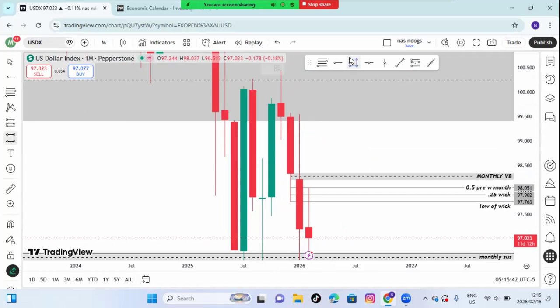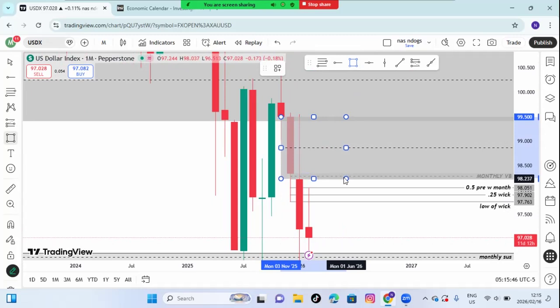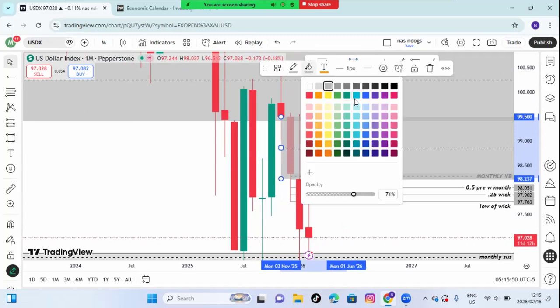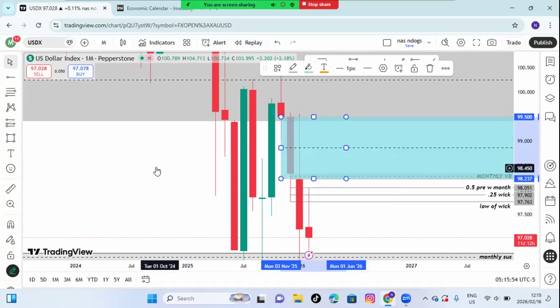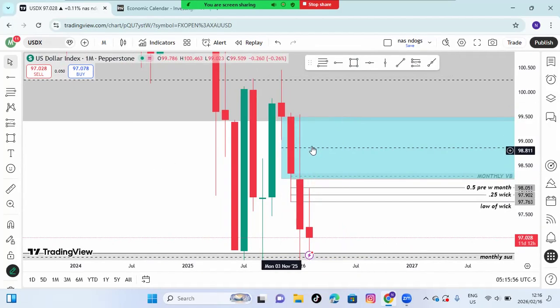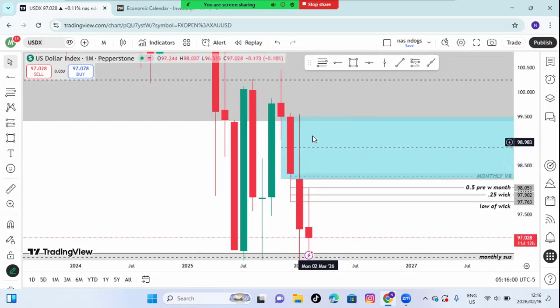So we can see already that from here to here, this light blue here is a suspension block, this one. It's a monthly suspension block. So we went up to the volume imbalance up there on the monthly and we went down, right?